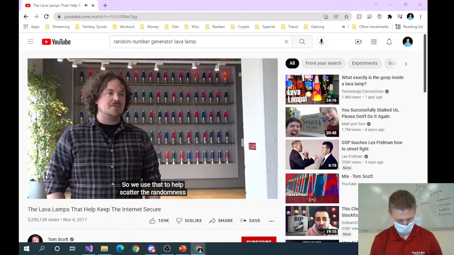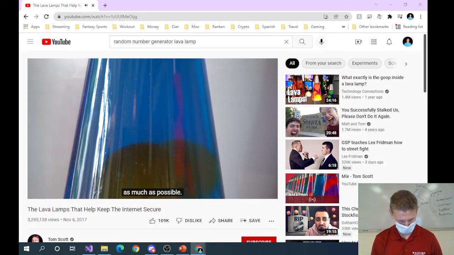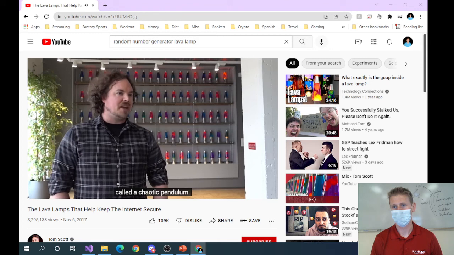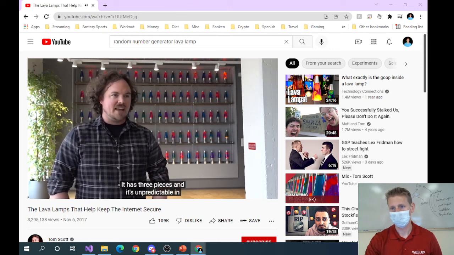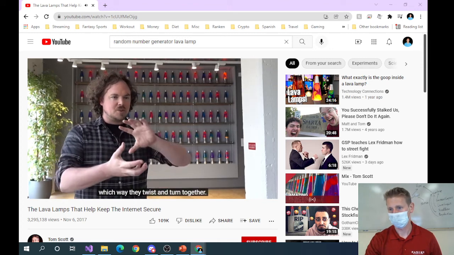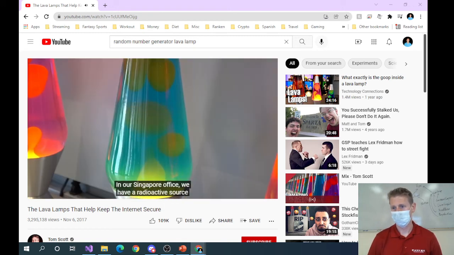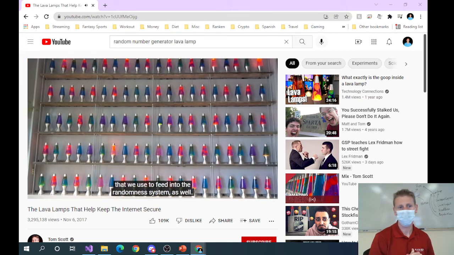So we use that to help scatter the randomness as much as possible. We also collect randomness around the world. In our London office, we have this thing called a chaotic pendulum. It has 3 pieces, and it's unpredictable in which way they twist and turn together. We videotape that and feed it into our randomness source as well. In our Singapore office, we have a radioactive source that we use to feed into the randomness system as well.